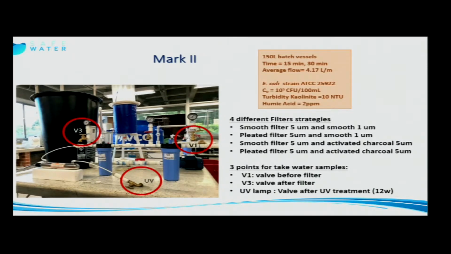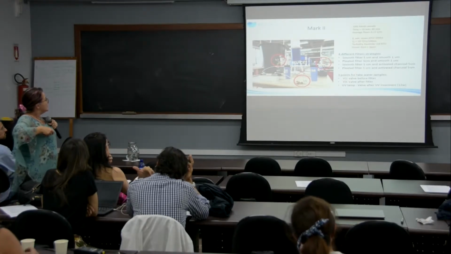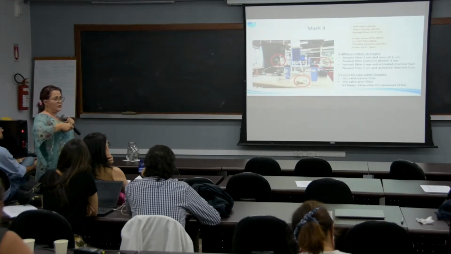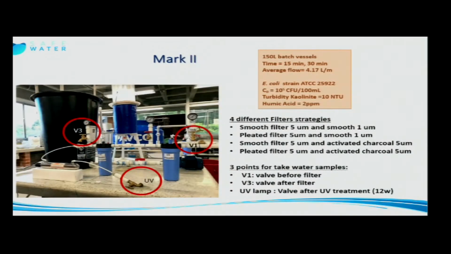And for all of those systems, we are evaluating the quality of the water at different points. The first valve evaluates the water before it comes inside the treatment system. The third valve evaluates the water after the filtration system, with its different combinations. And we use one final valve that evaluates the water after the UV treatment. In this case, we are evaluating lamps that have 12 watts.